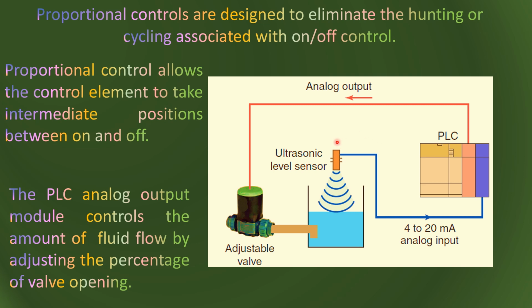This is an example of the analog controller. With this block diagram, it is shown that we want to control the level of the liquid inside the tank. This ultrasonic sensor measures the level of the liquid inside the tank, then converts it to the 4 to 20 milliampere current, which is a standard for the transmission of the electrical signal.